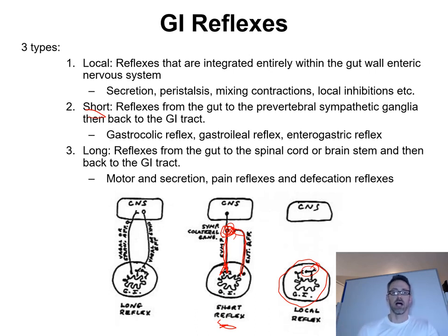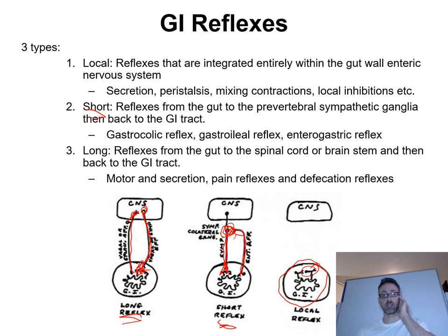And then finally, we have the long reflex. When it comes to the long reflex, this is the one that goes all the way back to the central nervous system. So what you have is the sensories picked up here. And so, for example, it's the vagus nerve that can send that sensation back to the brainstem. And then from the brainstem, or excuse me, it should be over here, send it back to the brainstem. And then that can go back to the GI and create a longer reflex.